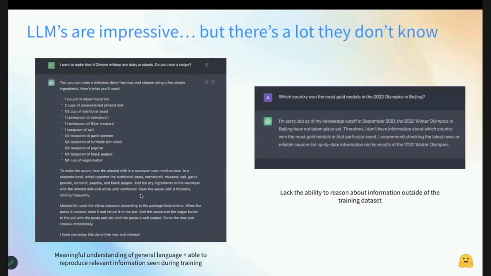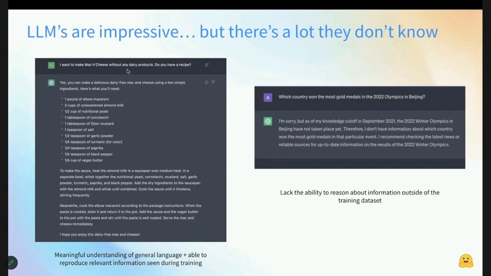So why is this retrieval augmented generation paradigm popping up? If you think about what's happened in the past 6 to 8 months, we have these really powerful LLMs that can do a lot of things. They can answer questions really well, and they can meaningfully understand and model general language and can reproduce information that they've seen during training.